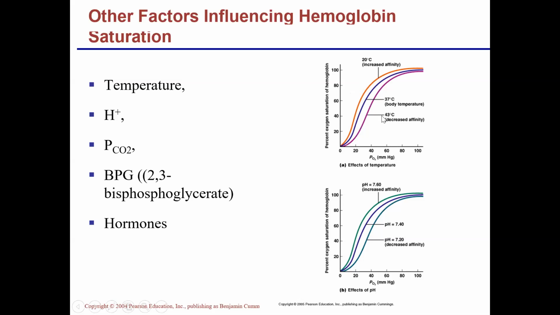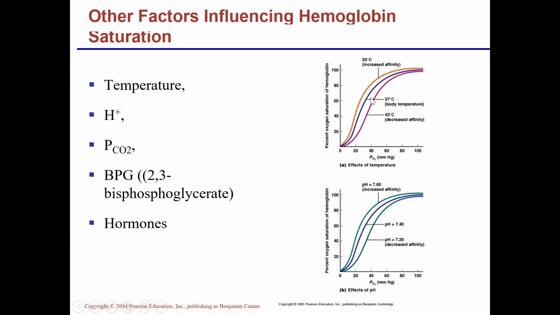But if you increase the body temperature from 37 to 43 Celsius, now you see this purple curve shifted to the right. So the curve shifts from this blue one to the right, which is this purple one. What does that mean? That means, say, if we look at partial pressure, again it's 40. Now, if you look at the saturation here, it's only 60. Did you get it?